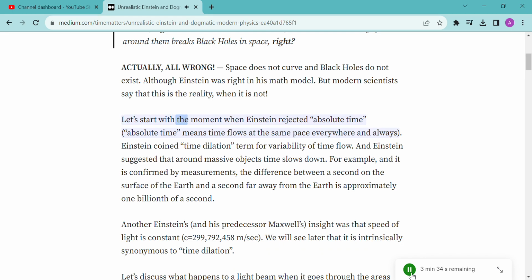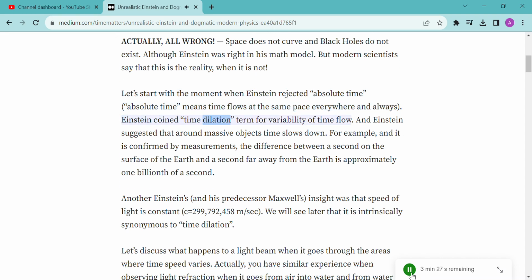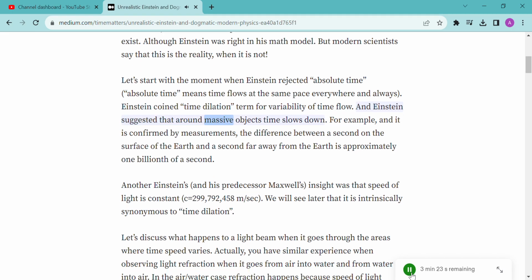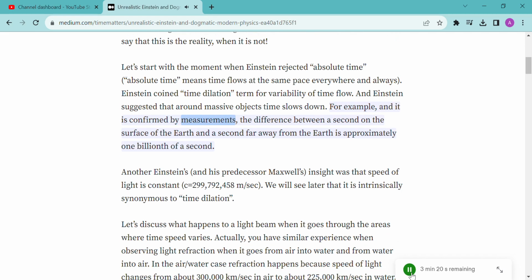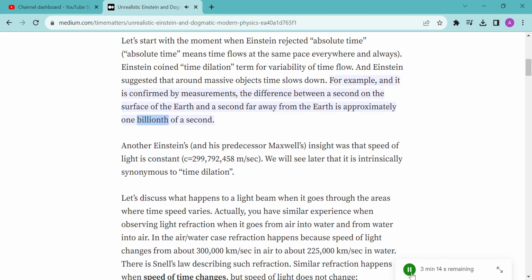Let's start with the moment when Einstein rejected absolute time. Absolute time means time flows at the same pace everywhere and always. Einstein coined the term time dilation for variability of time flow. And Einstein suggested that around massive objects time slows down. For example, and it is confirmed by measurements, the difference between a second on the surface of the Earth and a second far away from the Earth is approximately 1 billionth of a second.